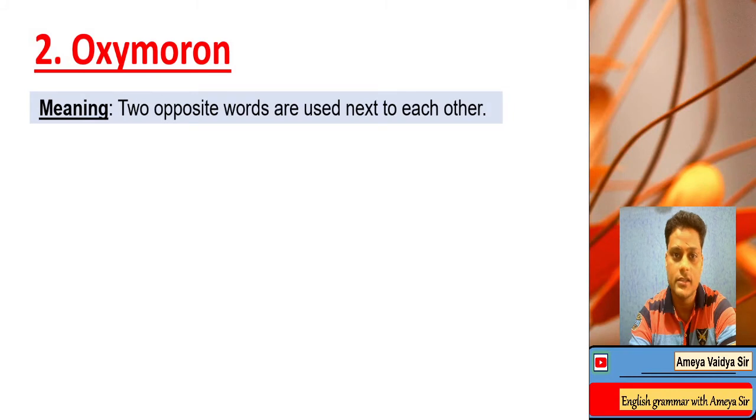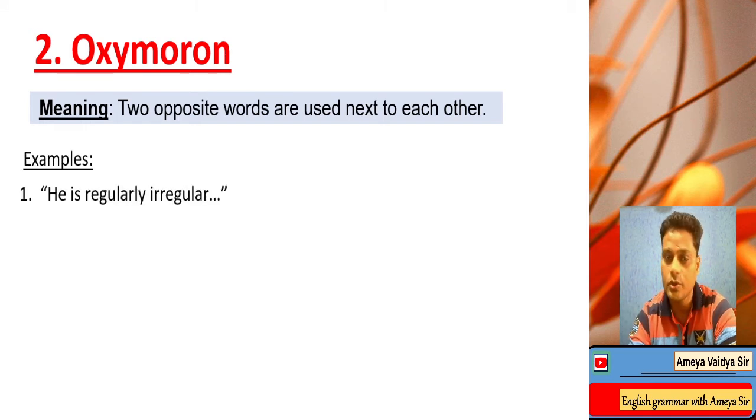So what exactly is it? Two opposite words are used next to each other. Now this last part is so important here: placed next to each other. So they are juxtaposed side by side, and then they bring out the contrast. Let's look at the examples, you'll understand better.